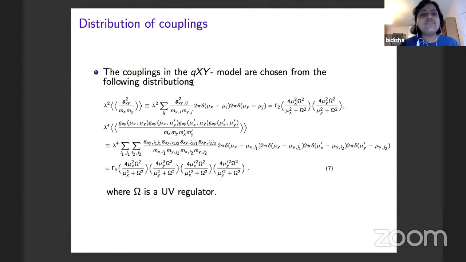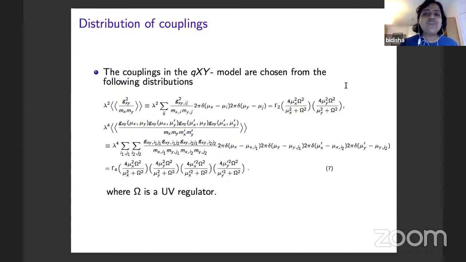Now we will also assume the couplings that appear in this QXY model follow proper distribution functions. Basically the quadratic coupling, we will take the distribution to be of this form, and the quartic coupling, the distribution of that to be of this form, where mu X and mu Y are the frequencies of the X and Y oscillators. Capital omega is a UV regulator, and gamma 2, gamma 4 are some constants.